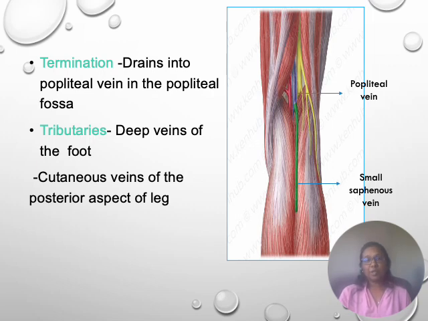The tributaries to the small saphenous vein are the deep veins of the foot. Most of them, yes, drain into the dorsal venous arch, but a few of them manage to drain into the small saphenous vein. Cutaneous veins of the posterior aspect of the leg.